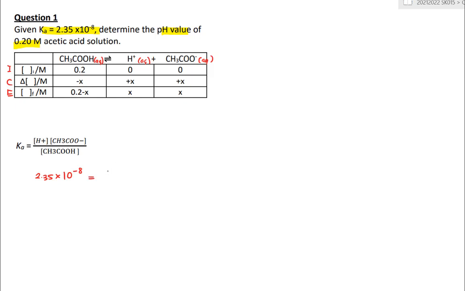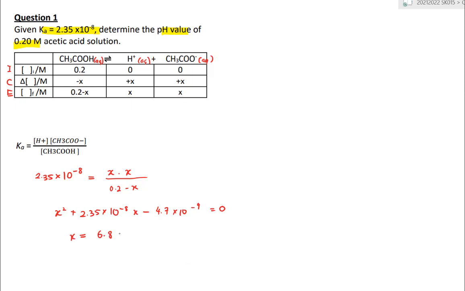Concentration of hydrogen is X. Concentration of conjugate base is also X, over 0.2 minus X. So in this case, you need to solve the quadratic equation. X squared plus 2.35 times 10 to the power of -8 X minus 4.7 times 10 to the power of -9 equals 0. You can solve it step by step accordingly, using the skills to solve the quadratic expression, and then figure out the value of your X.